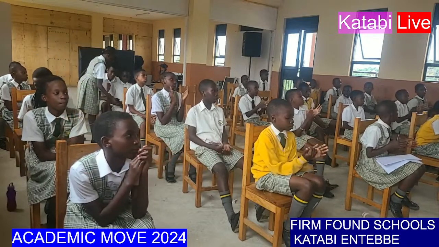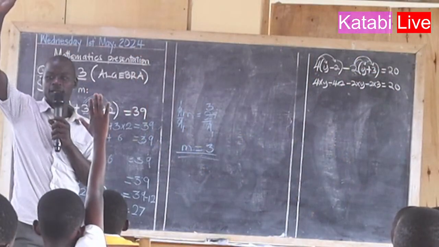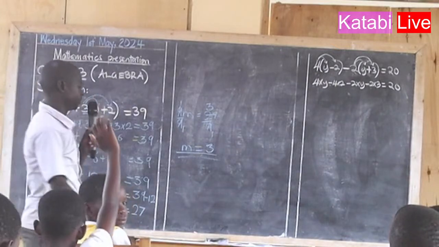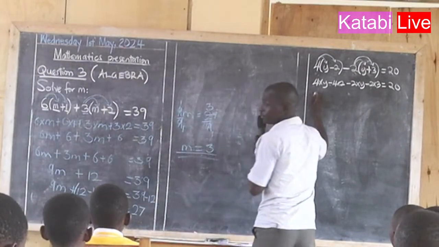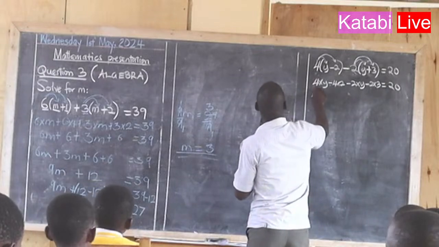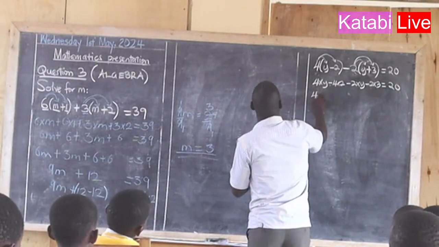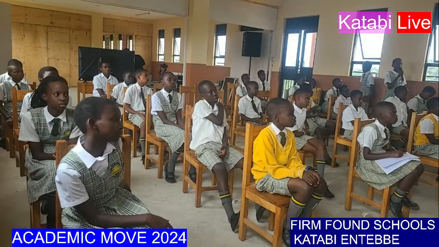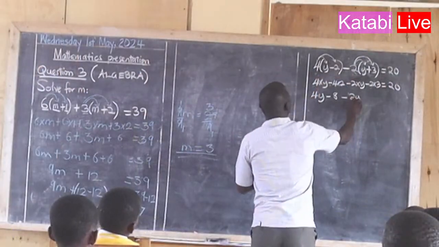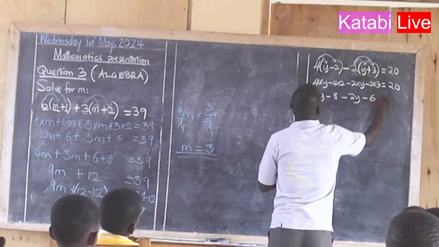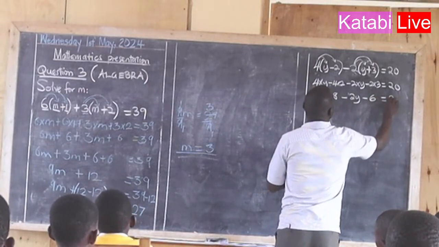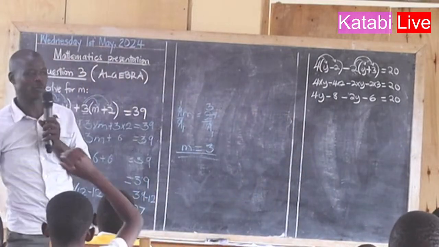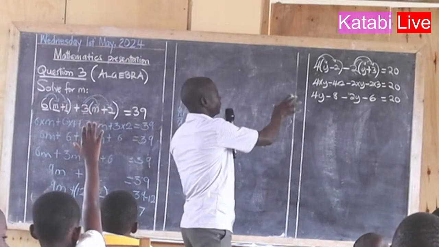Next step. I'm not seeing girls. Joy. 4y minus 8 minus 2y minus 6 equals 20. Is she correct? We are going to collect like terms. Who is going to collect like terms? Is there any mistake?